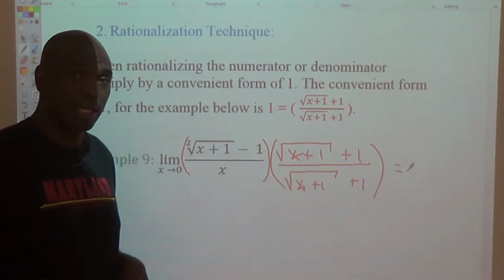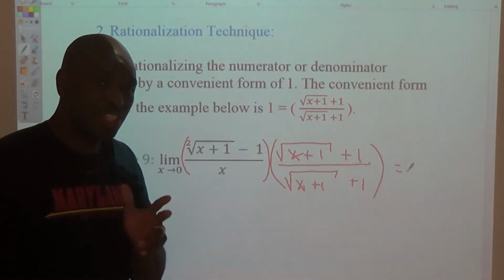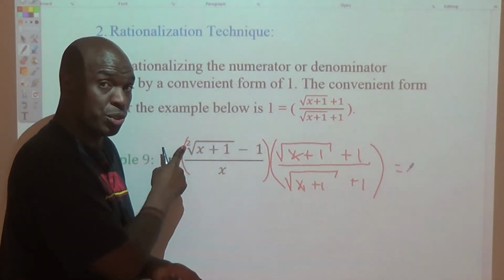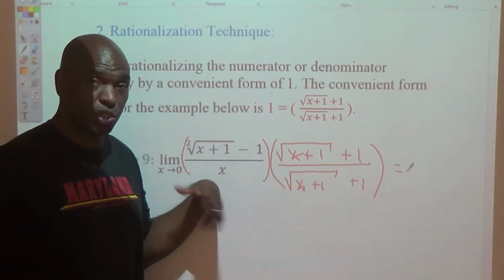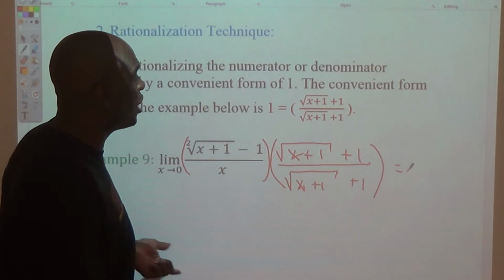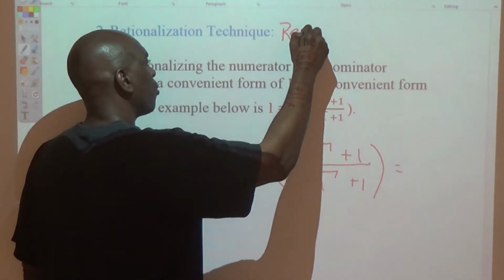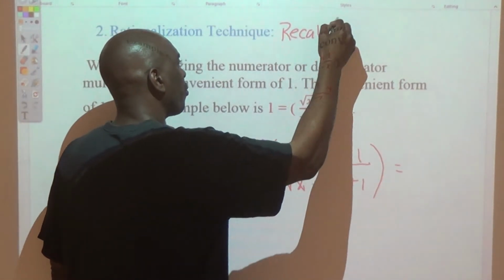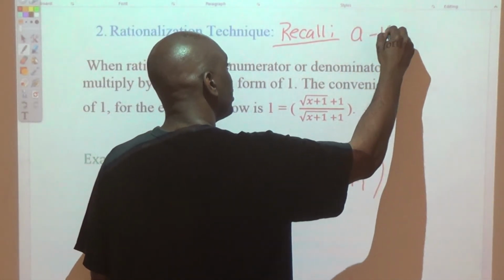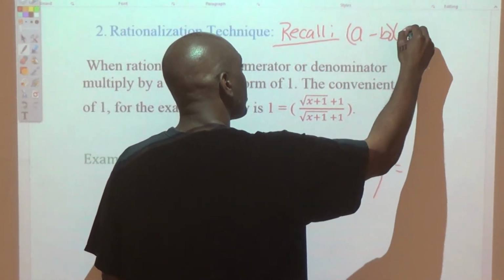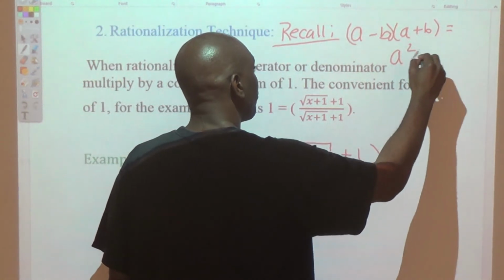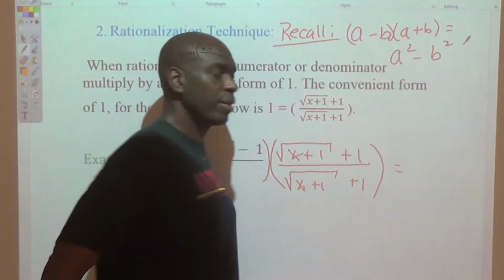Now it's time to multiply. Maybe I shouldn't have this 2 right here, because by default, if you don't see a number, we know it's a 2. Like we know there's a 2 here by default, it's square root. Okay? So now we have to multiply. You need to recall from Algebra 1 that a minus b times a plus b equals a squared minus b squared.